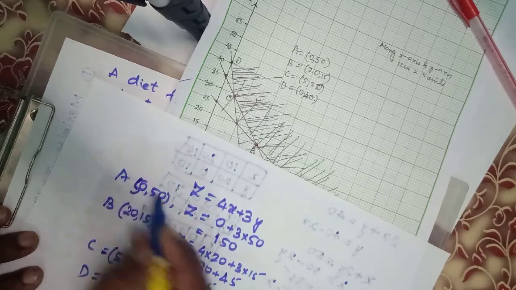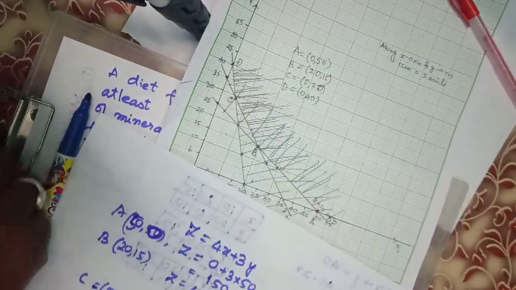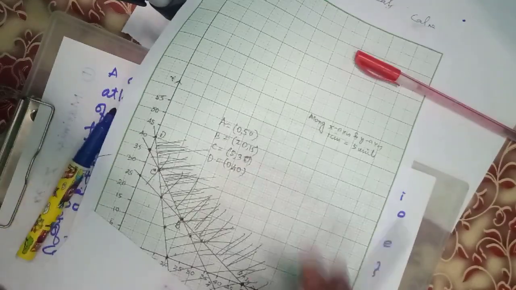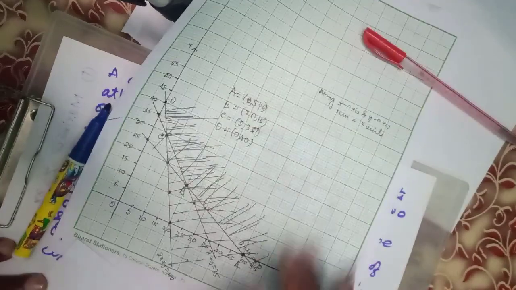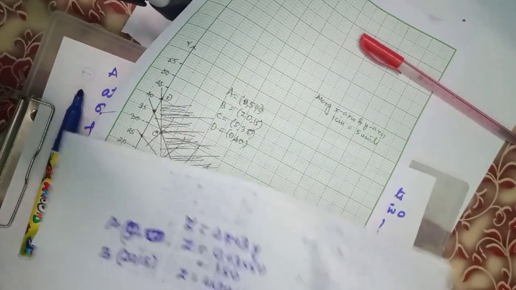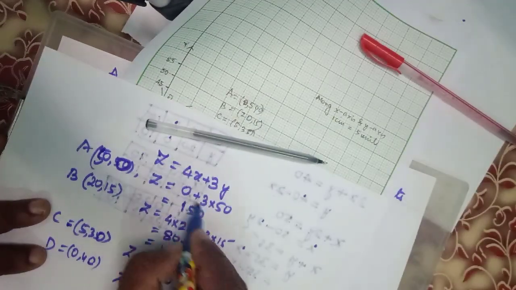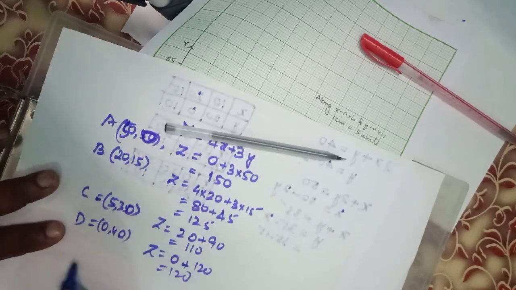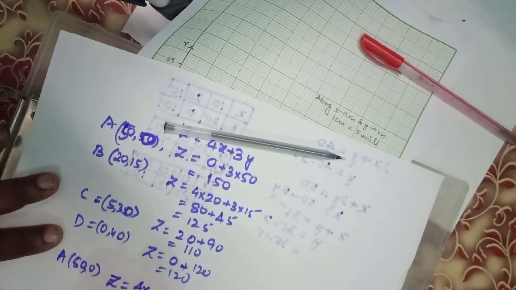Just a minute, I'm sorry, this is 50, 0, not 0, 50. This is 50, 0 because it is on the x-axis. So I am calculating the value of z for A once again. A is 50, 0, so z is 4 into 50 plus 0, that is 200.